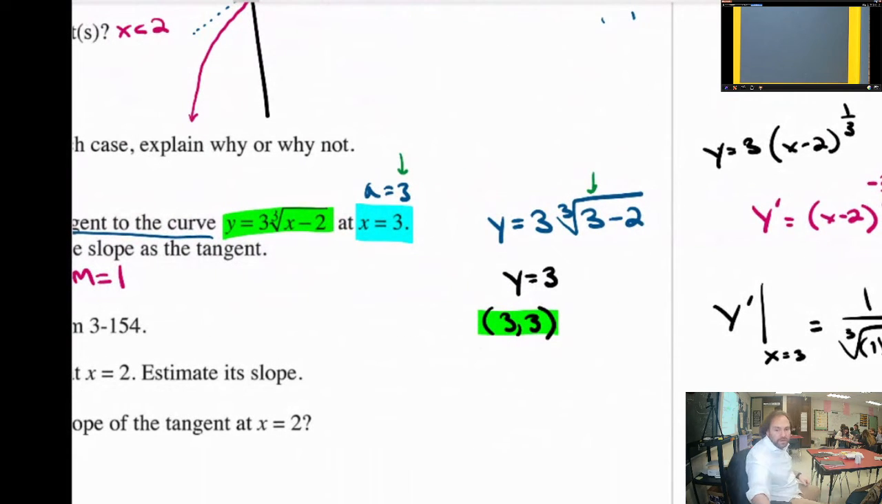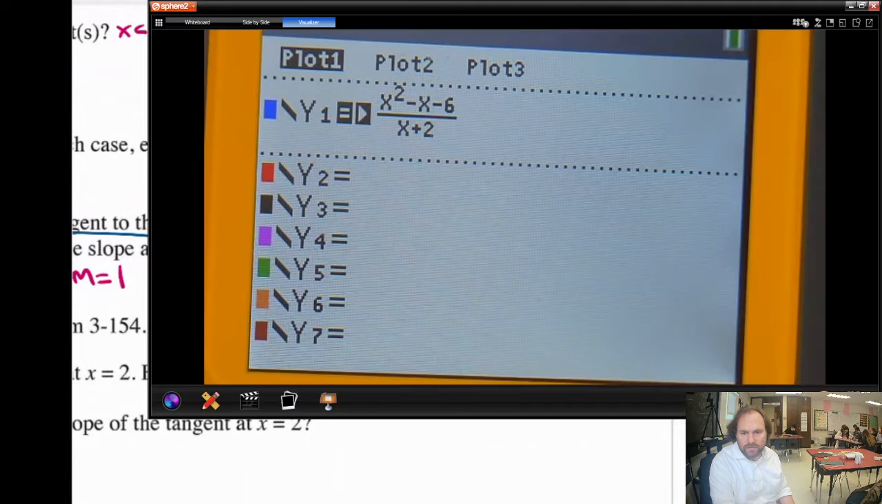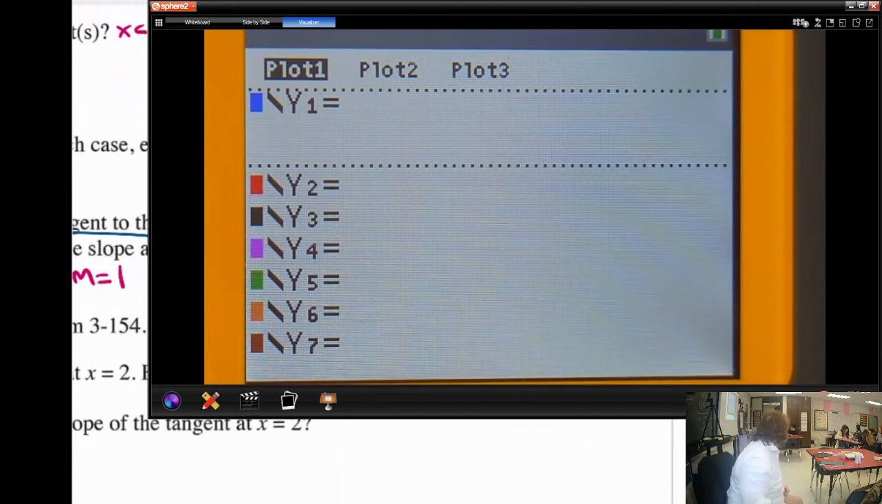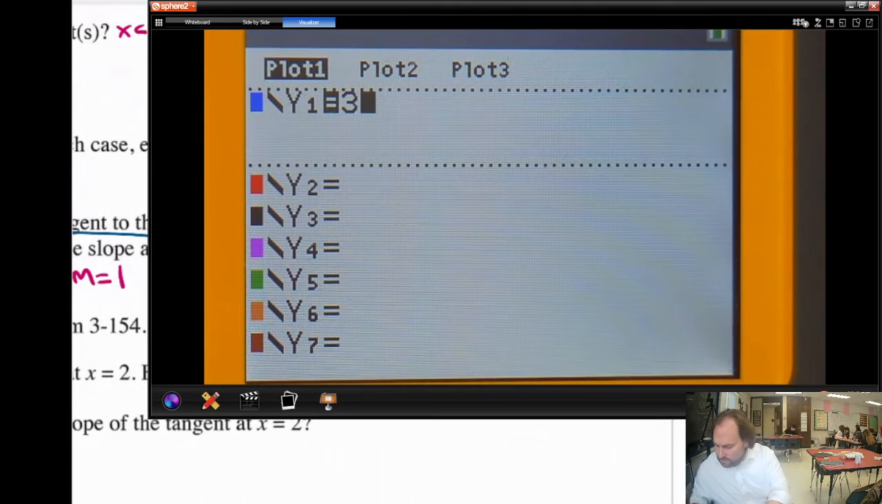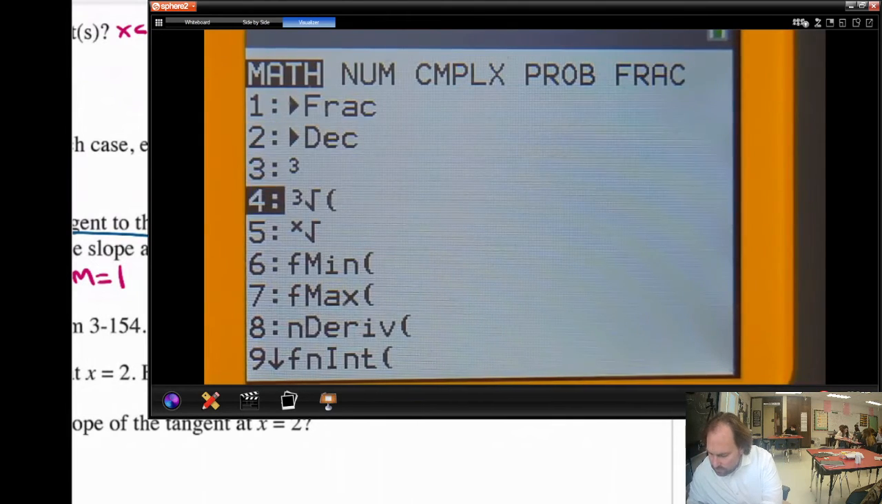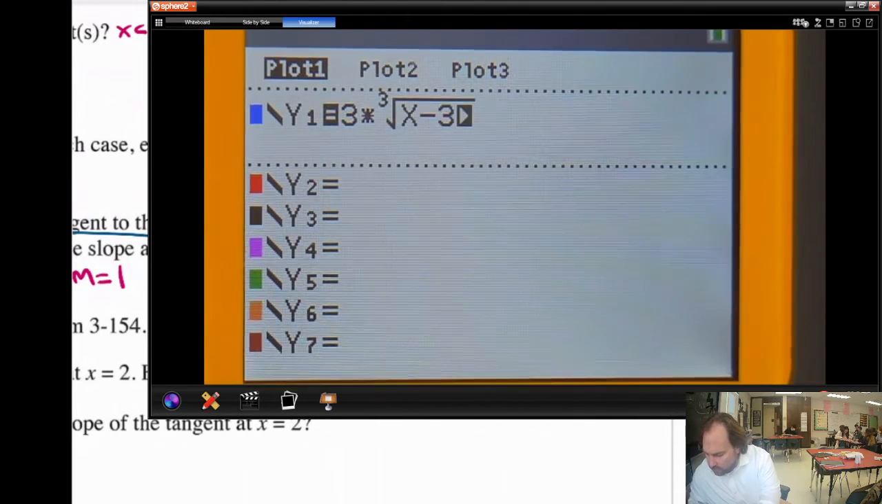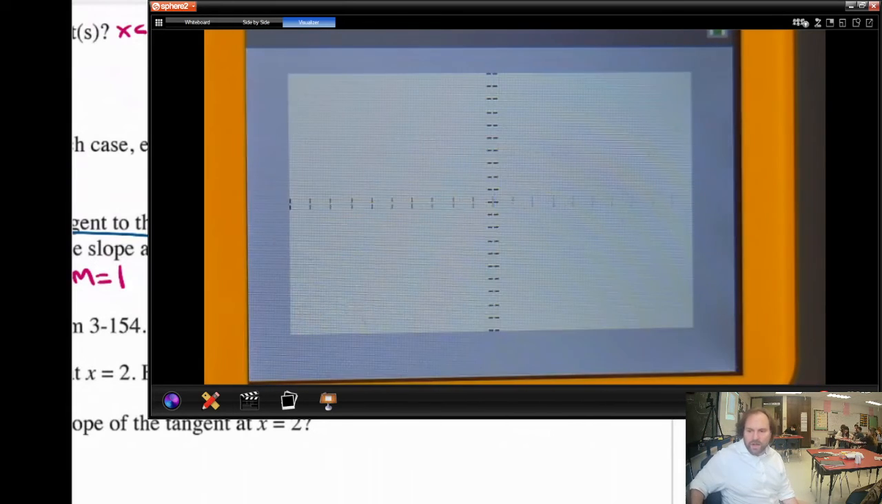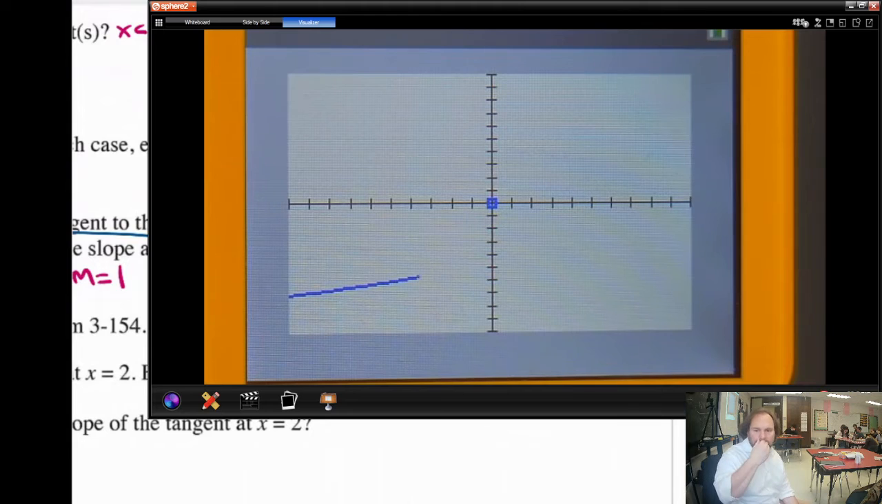So I'm going to do that over here. I'm going to bring calculator cam to the forefront, but I've got to do this first. So our original function, let's see, calculator on. I've got to boot up my, there we go. So the original function is 3 times the cube root of x minus 3. I'm just going to graph that on a standard graph, too.